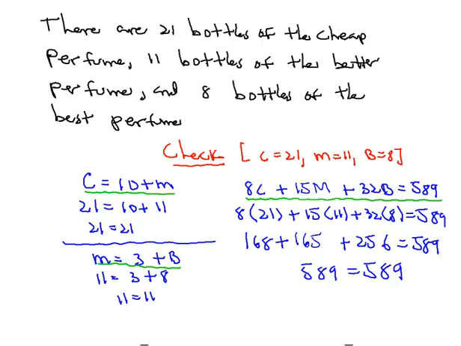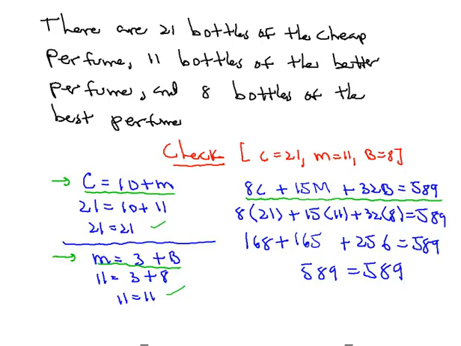And so let's go through the check. The first equation in our system was C being equal to 10 plus M. So if we replace C with 21 and M with 11, we can see that we'll get a true statement, that 21 is indeed equal to 21. And the second equation in our system was M is equal to 3 plus B. So if we replace M with 11 and B with 8, we can see that we also get a true statement, that 11 is equal to 11.